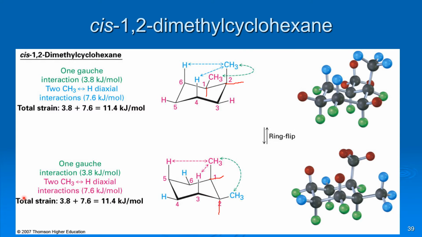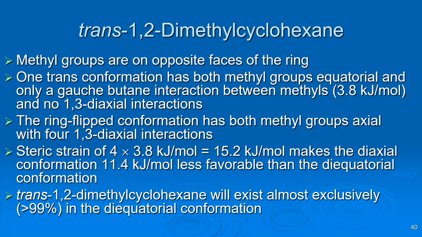There's one other interaction that might be hard to see, but because these two CH3s are near each other, they actually have a gauche interaction too. So if you do a ring flip, they're both 11.4 kilojoules per mole, either way. So what about trans? Let me draw it here.